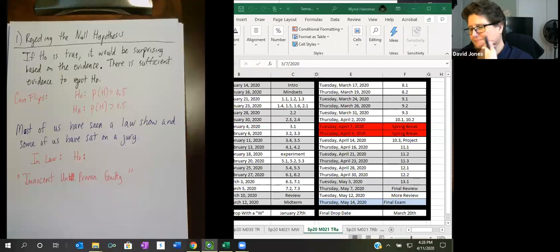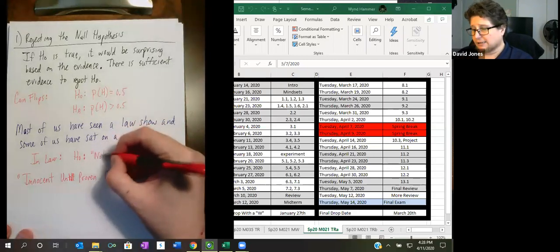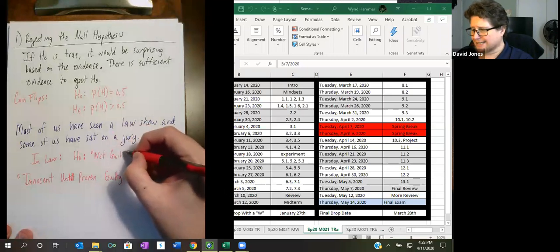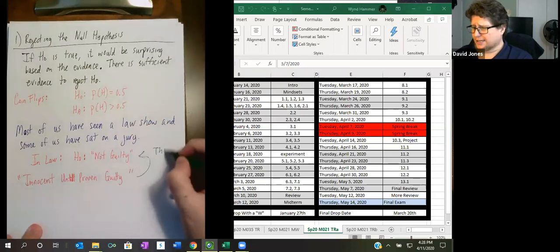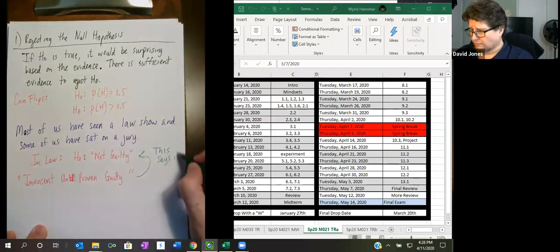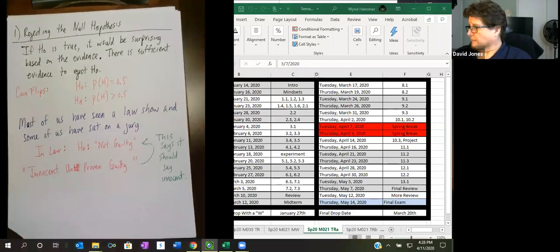You know what's funny though? In the court of law, H naught is not guilty, and we'll discuss why it's not. This says it should say innocent. Why don't we say they're innocent or guilty? We say guilty or not guilty. Those are the outcomes in a jury. The jury claims guilty or not guilty.